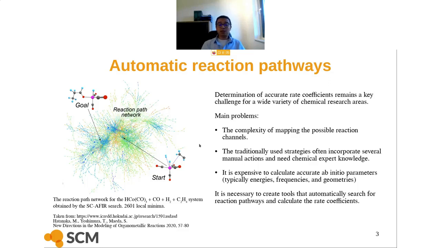So it's necessary that we create tools to automatically search for reaction pathways, and of course calculate the corresponding reaction coefficients. And the aim is to do it without any human supervision.